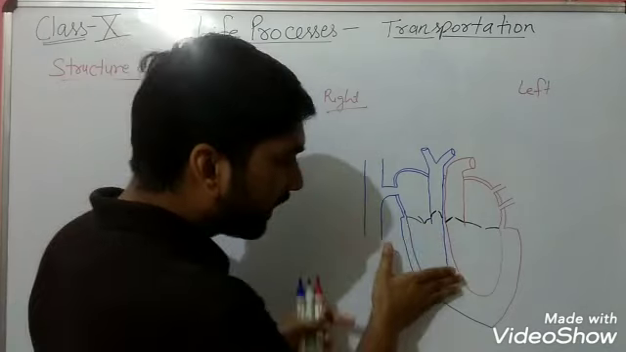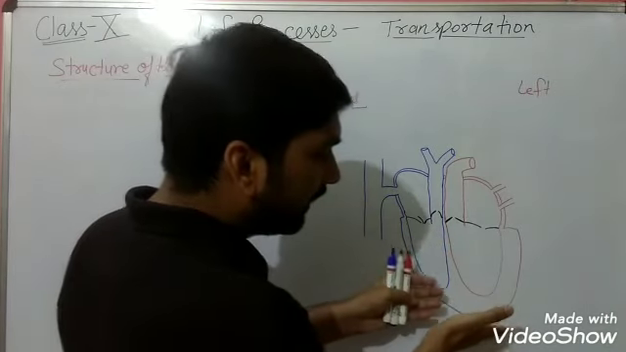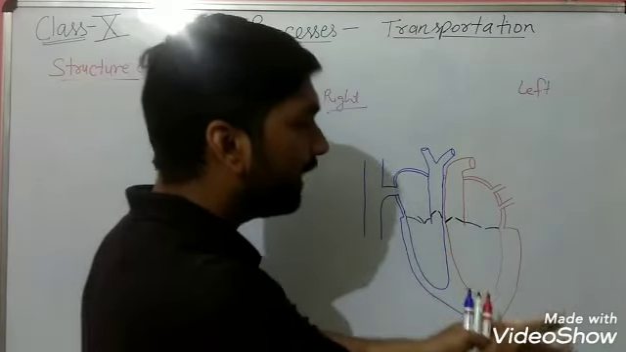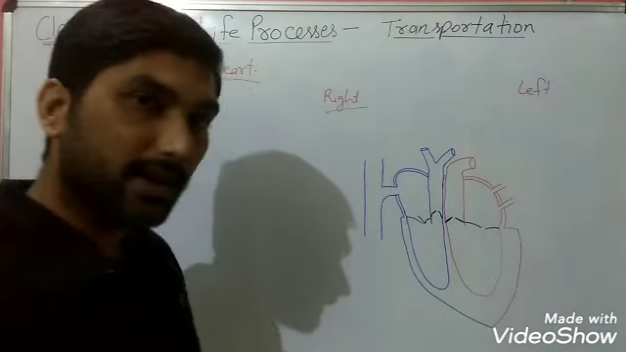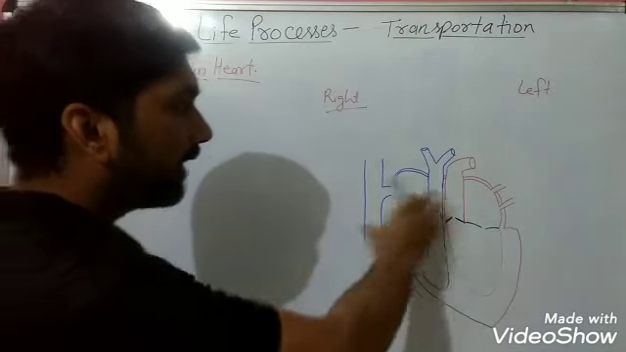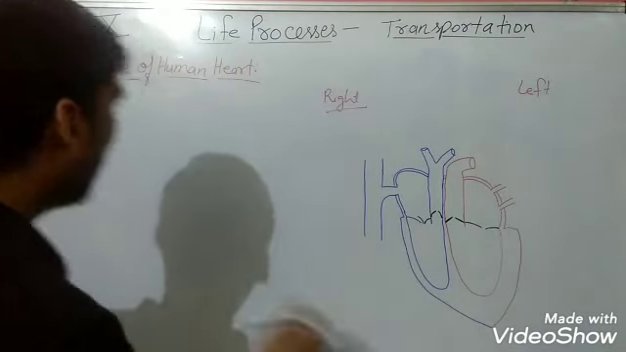As you know, the lower bottom part of the heart is slightly shifted towards the left side. So in whichever direction this lower part bends, that is the left side, and the other side is the right side. So we will see what the parts are here one by one.